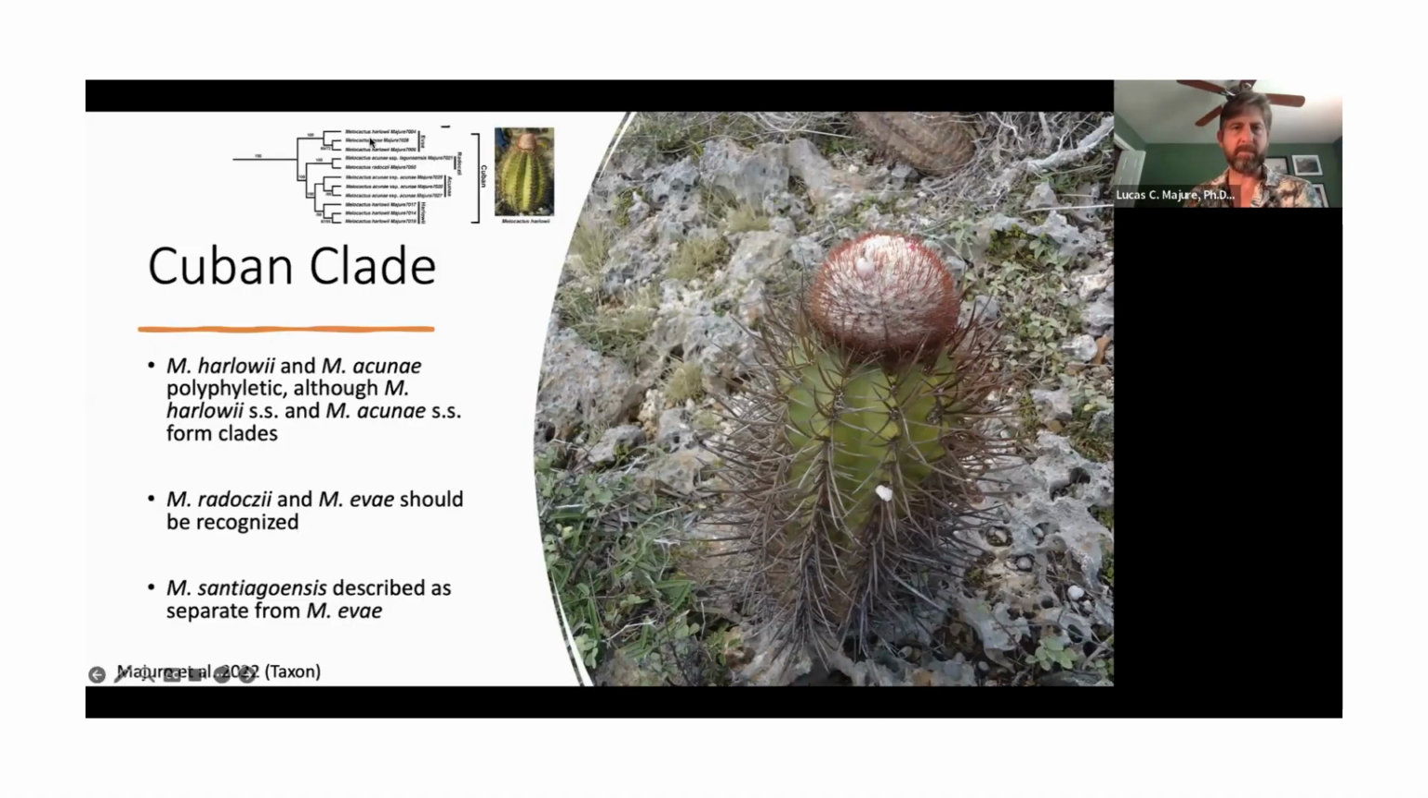But there was one Acunai, which was sometimes called subspecies lagunaensis, which was not closely related to typical Acunai. And so we raised that to the level of species and called it Melocactus lagunaensis. And it's actually closely related to this other species that occurs on serpentine called Rhadoxi. And then this other material that had been called Harlowi actually falls much more closely related to this multi-stem Melocactus evi. And so we described that as a new species, Santiagoensis, from Santiago, Cuba.